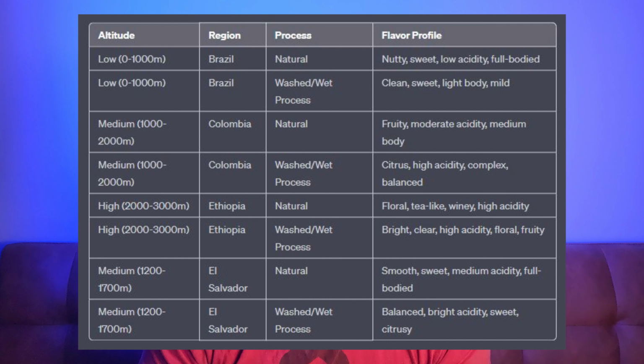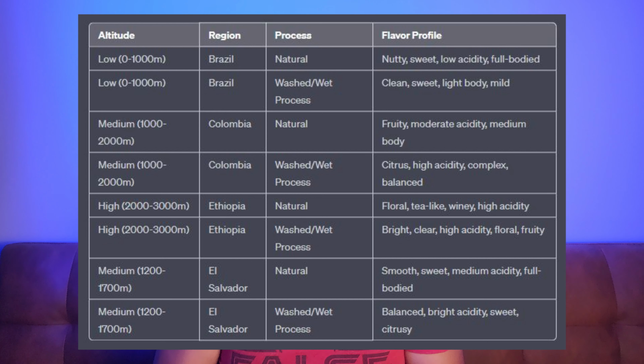But if you start at the top, you'll see Brazilian coffee, as I mentioned earlier, at a low altitude around 0 to 100 meters. If it's a natural process, you're getting nutty, sweet, with a low acidity in full-bodied coffee, or a clean, sweet, and light-body, mild coffee.